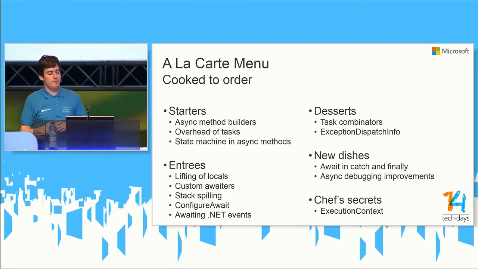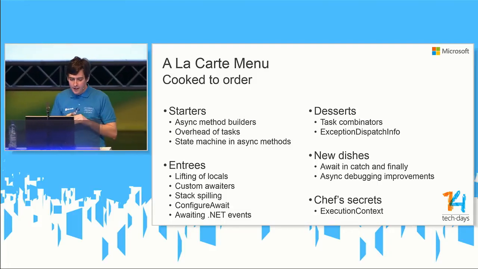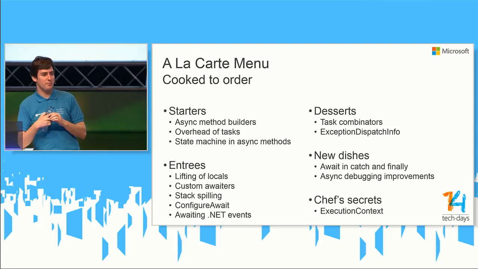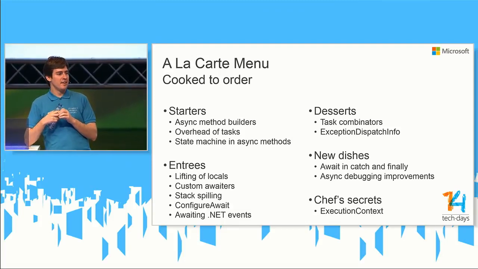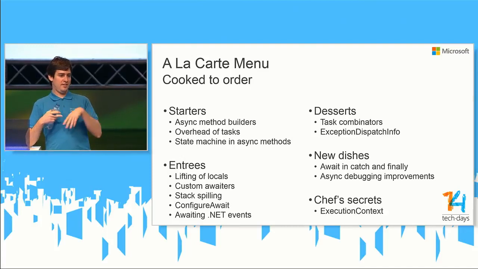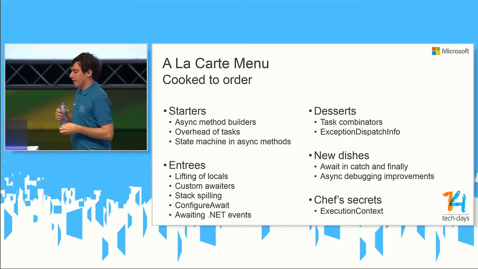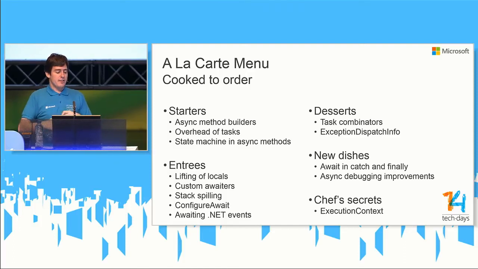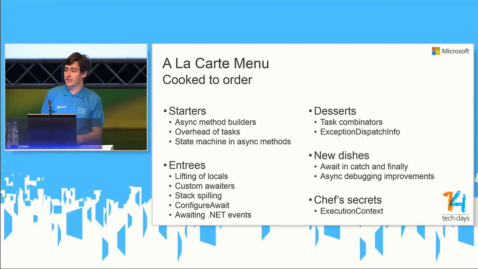Let me actually pick one more entree, and then I'll ask you what the dessert should be. I'd like to talk very briefly about stack spilling, because that's one of my pet peeves. It's one of those things that when you look at this code, what the heck is the compiler doing here with my code? It looked so innocent, and it turns into that dragon of IL code here. The reason for stack spilling is that await expressions are, as I've already mentioned, expressions.